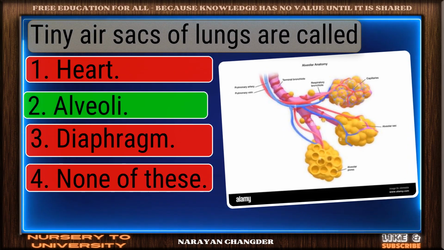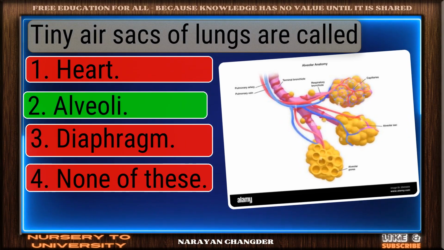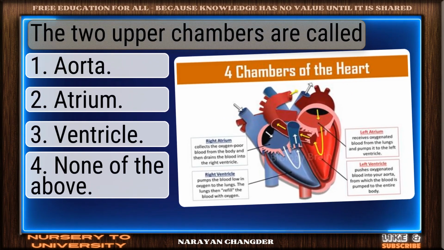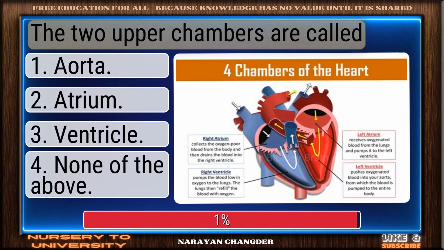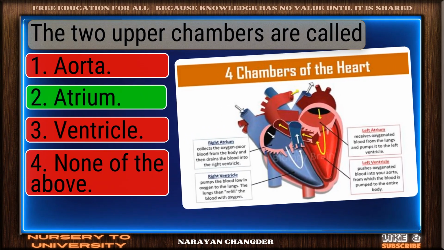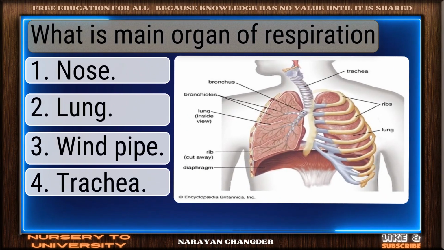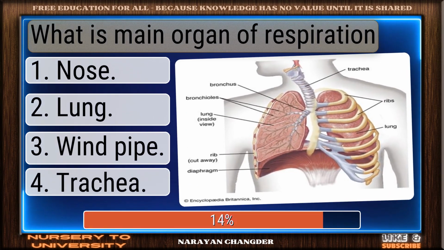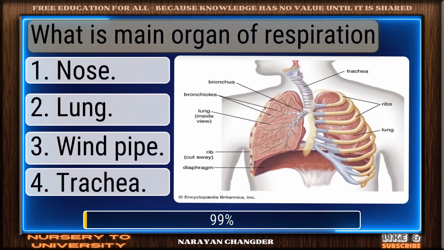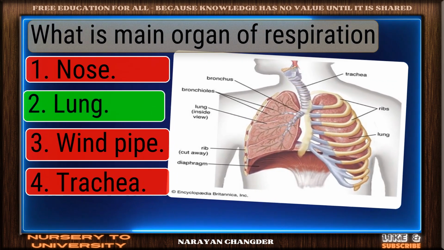Clear logic. Your choice, alveoli, is sound and 100% true. Question number 194. The two upper chambers are called. Smart pick. Atrium is the correct choice. Question number 195. What is main organ of respiration? Good job. Your answer lung works well here.